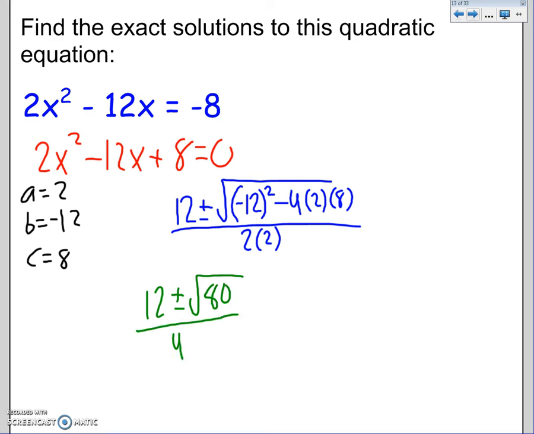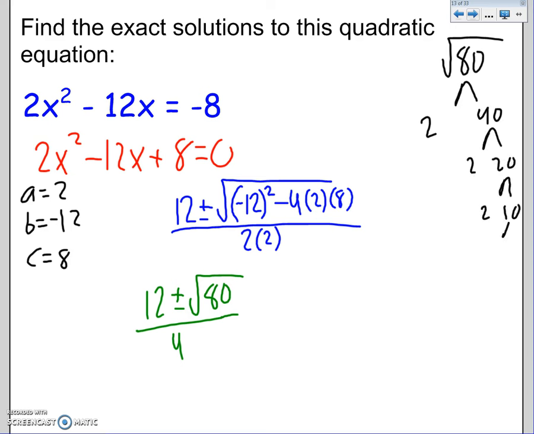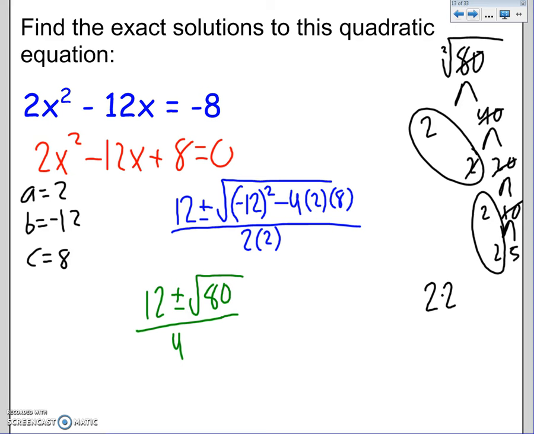That is not a nice number. It's a decimal. It goes on forever. Irrational, meaning break it down, tree branch method. So that is 2 times 40, 2 times 20, 2 times 10, 2 times 5. So you should have 4 2s and a 5. We're finding pairs because the index is 2, square root. 2 pairs. For each pair, only one makes it out, other disappears.